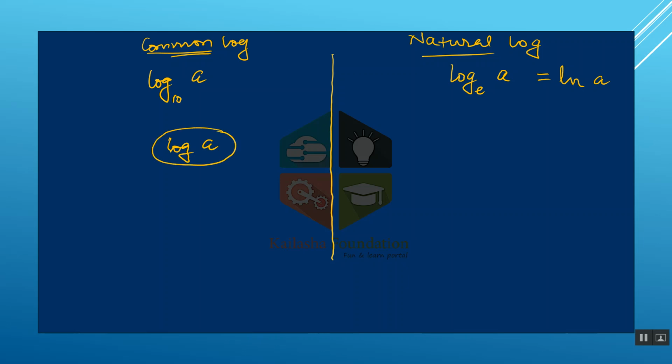If the given question is not about calculus, if the given question is not related to calculus, then the base is by default 10. Calculus means functions, relations, differentiation, integration, maxima, minima, these things. So when the given question is not related to calculus, the base is by default 10 and it is called common log. Base is not given.